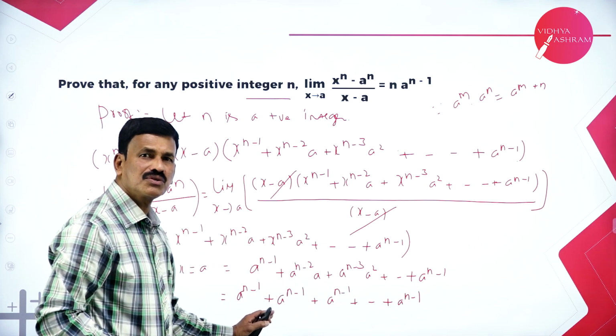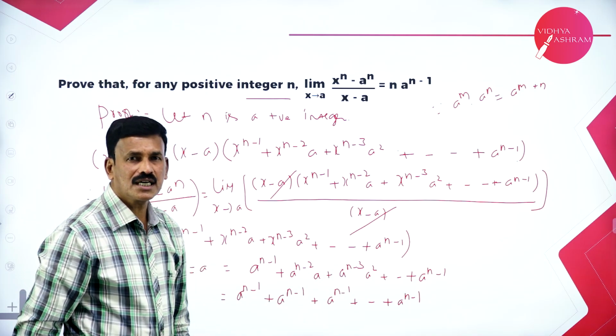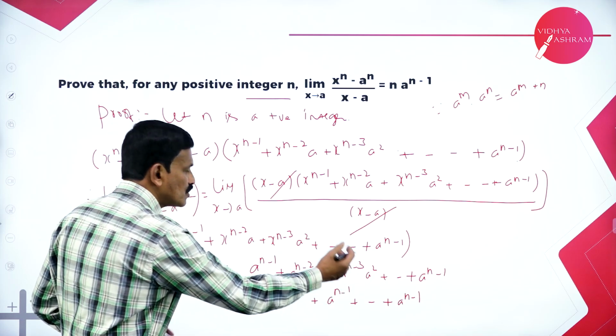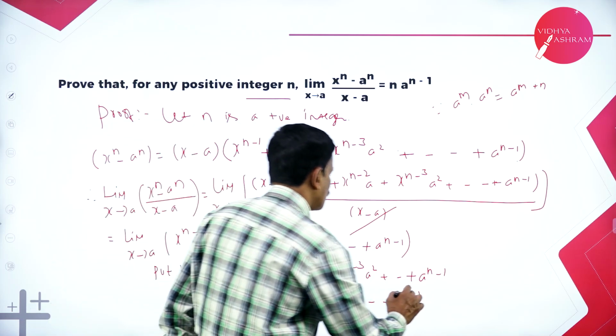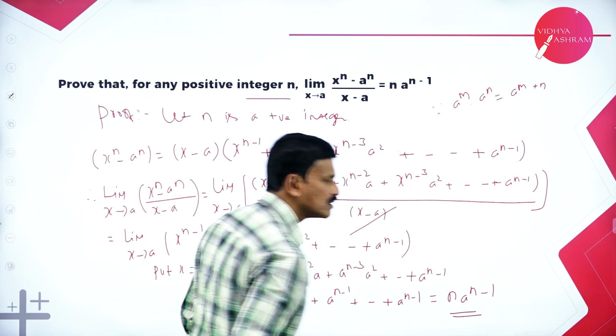Suppose there are two terms, you can write 2a to the power of n minus 1. If it is 3, you write 3 times a to the power of n minus 1. Since there are n number of terms, this can be written as n into a to the power of n minus 1. That is the proof.